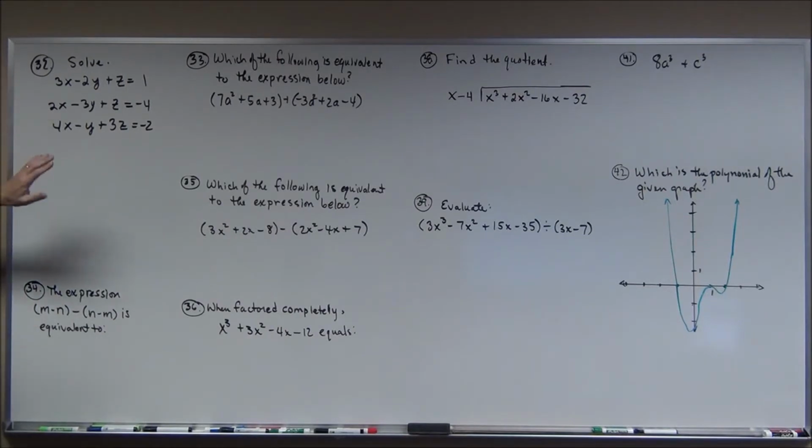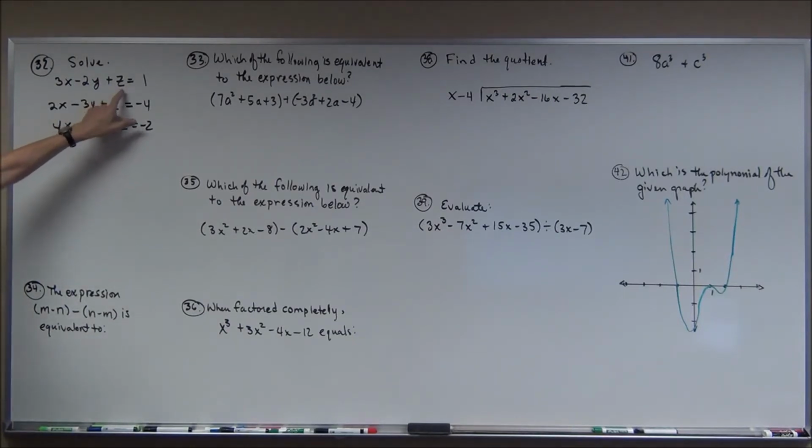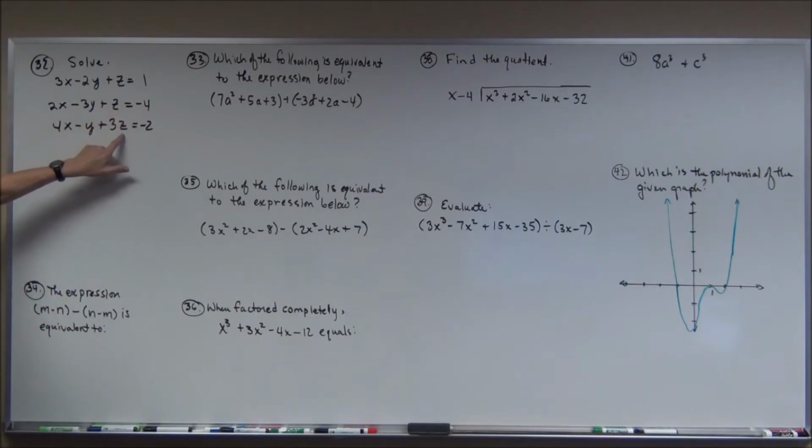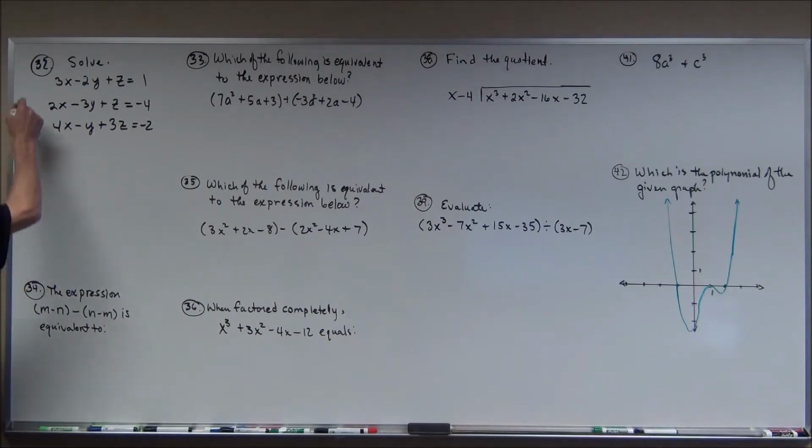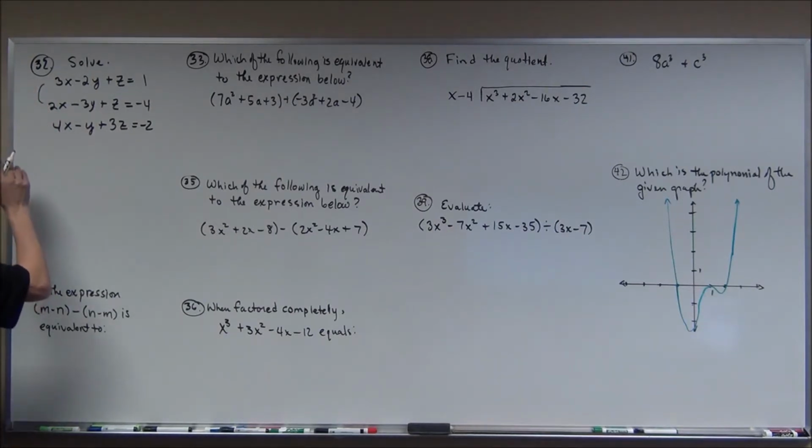So I'm looking at all positives, all negatives, all positives. No real advantage there sign-wise, but I do like this guy Z, and then I like this guy Z and this guy 3Z. I think I can knock out the Z's first. So I'll take the top two equations here first, and I'm going to try to knock out the variable Z. So I'll leave the top equation alone.